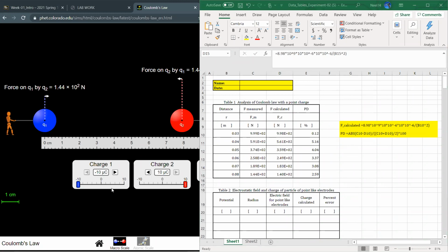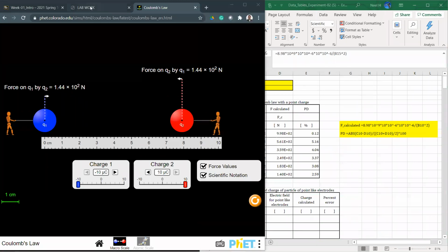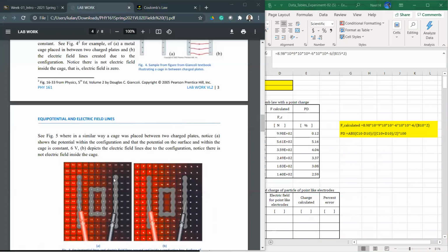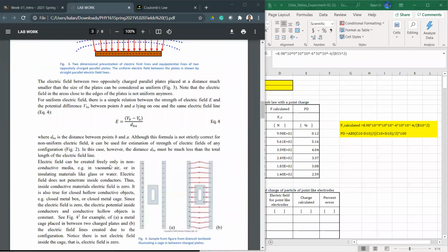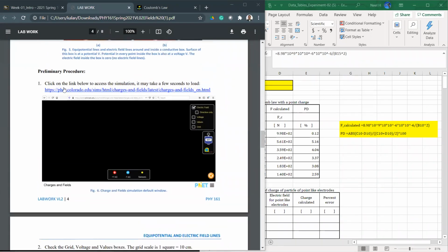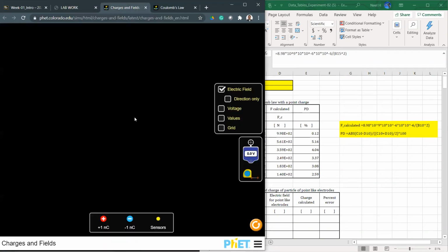Then let's go to the lab manual. In the lab manual, we have another link right here on page number 4, the PhET Colorado link. Just click on that. That is the link we need for today's lab, okay? That should be a black background, with some functions to the right, a few items on the bottom, and a yellow line, that's a reset button, okay?